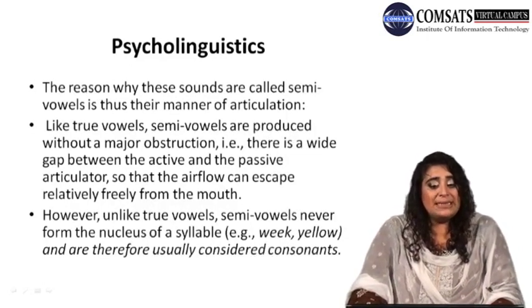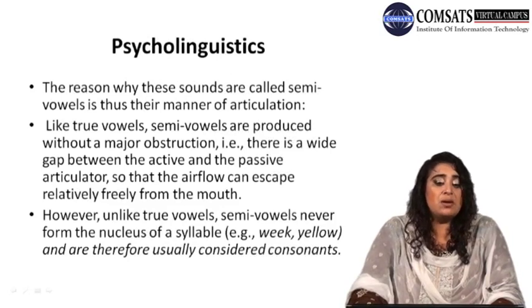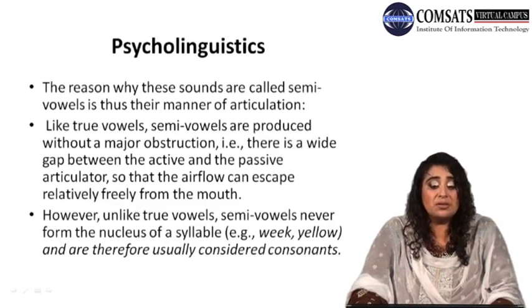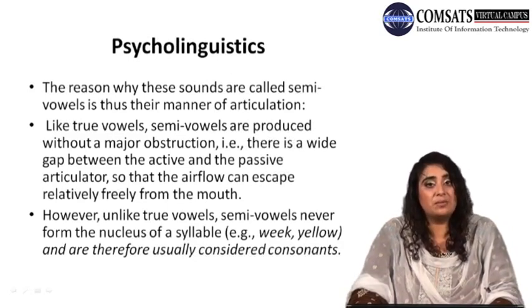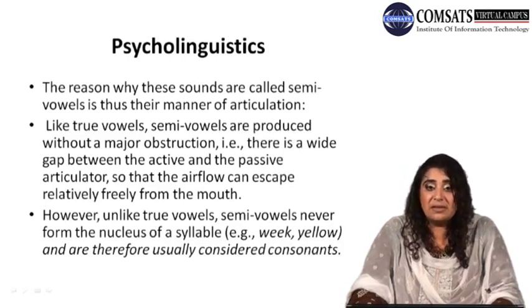Now the reason why these sounds are called semi-vowels is their manner of articulation. Like true vowels, semi-vowels are produced without a major obstruction. For example, there is a wide gap between the active and the passive articulator, so that the airflow can escape relatively freely from the mouth. However, unlike true vowels, semi-vowels never form the nucleus of a syllable.